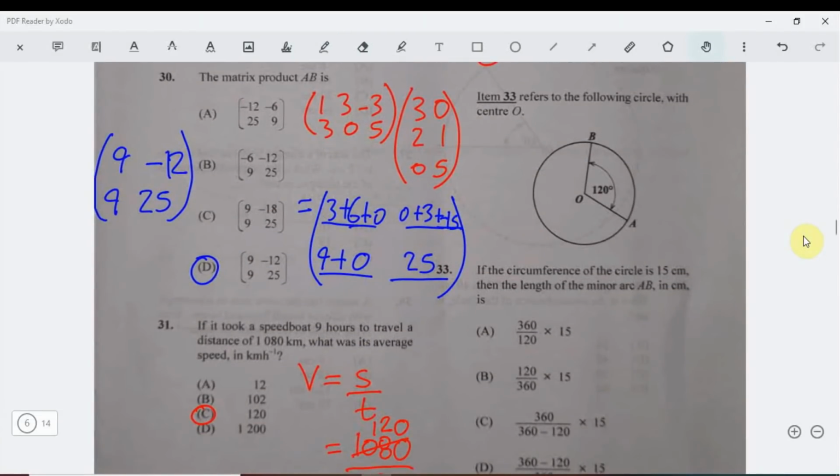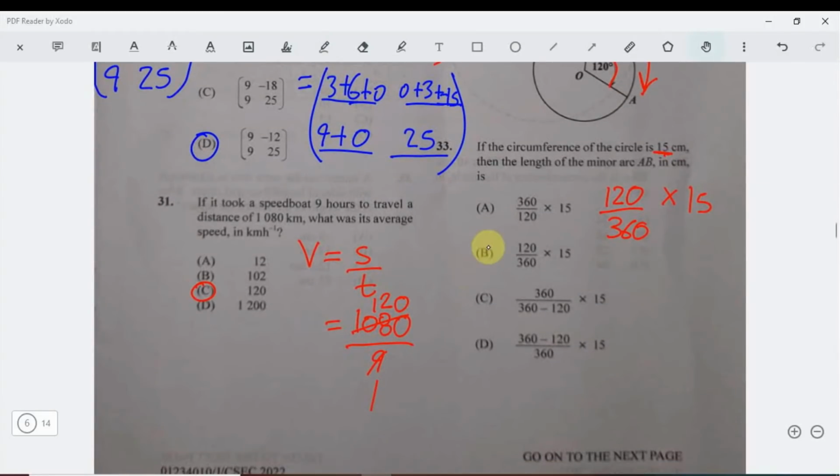Alright, now question 33 says if the circumference of a circle is 15 centimeters, then the length of the minor arc AB is, the length of the minor arc, this minor arc. Now, as you can see, the angle here is 120, so the length of a minor arc, remember, is theta, the angle that they give us, which is 120 over 360, right, multiplied by the circumference, and the circumference they told us is 15. Alright, so that will be the formula, 120 over 360 times 15, which is option B.